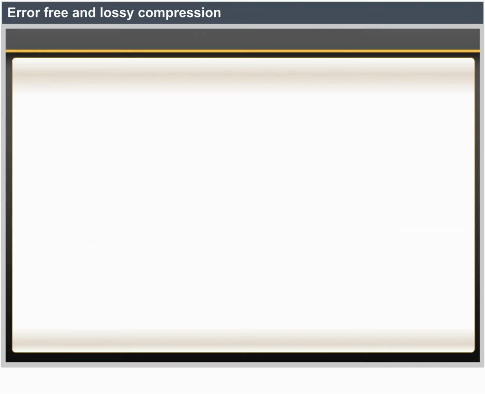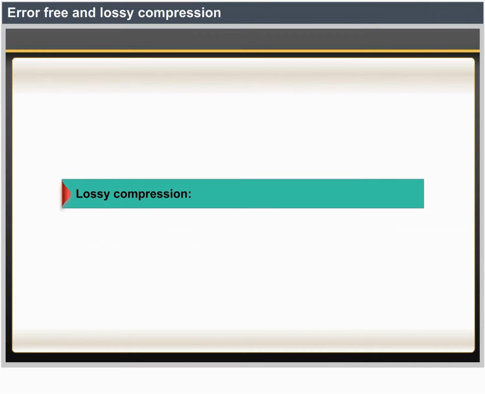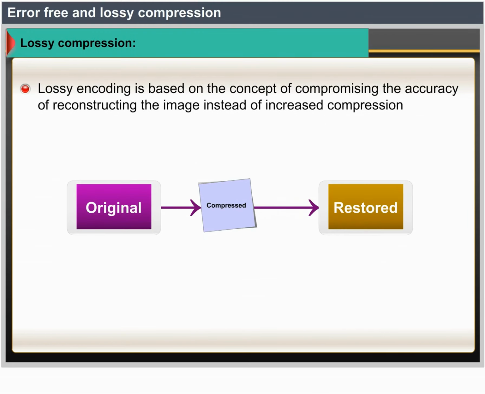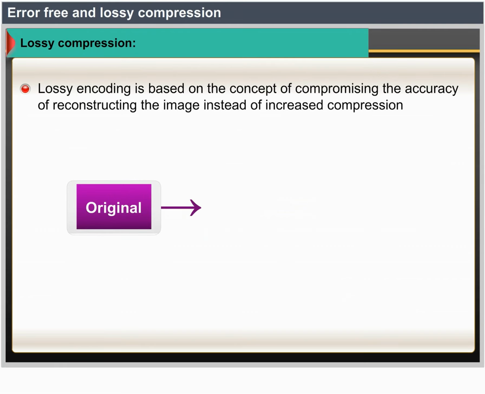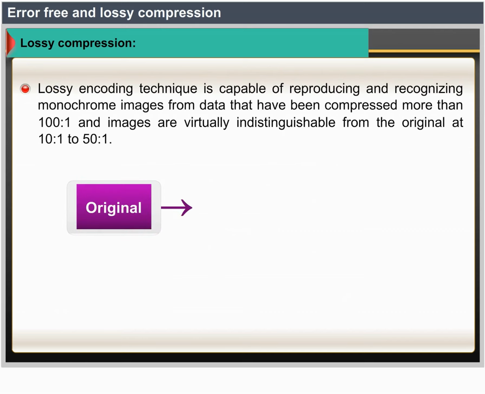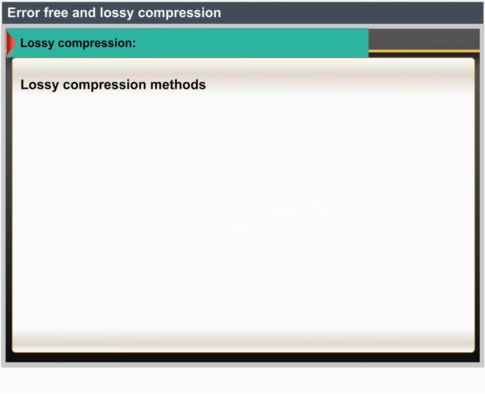Error-free and lossy compression. Lossy encoding is based on the concept of compromising the accuracy of the reconstructed image in exchange for increased compression. Lossy encoding techniques are capable of producing reproducible and recognizable monochrome images from data that have been compressed more than 100:1, and images that are virtually indistinguishable from the original at 10:1 to 50:1. The block diagram for a lossy compression is now seen. Lossy compression methods: spatial domain methods, transform coding.